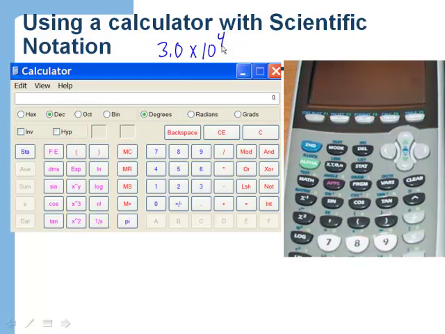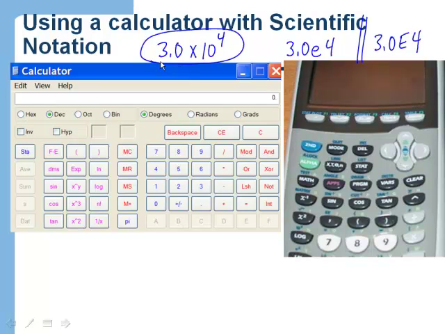The way most calculators do that is they display it this way, 3E4, okay? Or they might use a capital letter, 3 capital E 4, okay? So keep that in mind, that that's the way a calculator displays 3 times 10 to the 4th. So that's just a shorthand way that the calculator is able to display it.